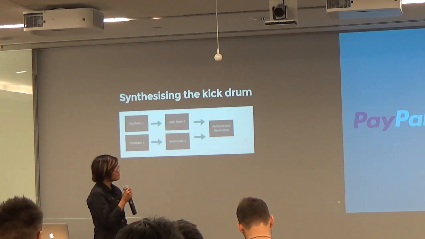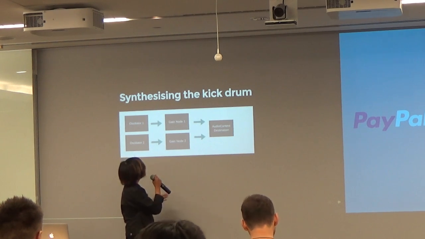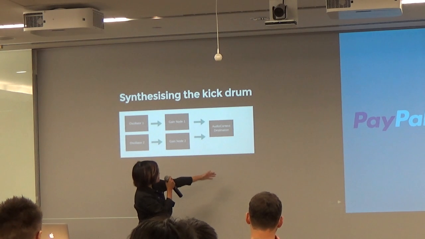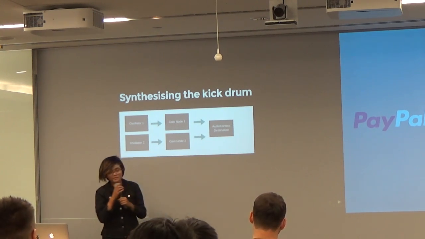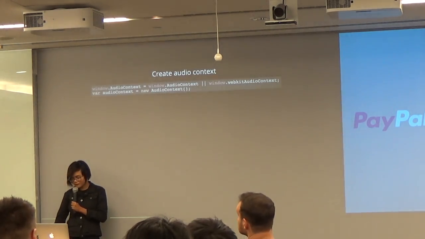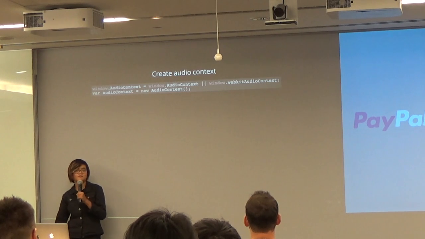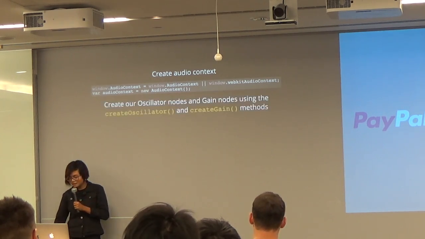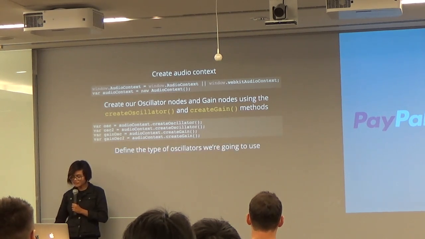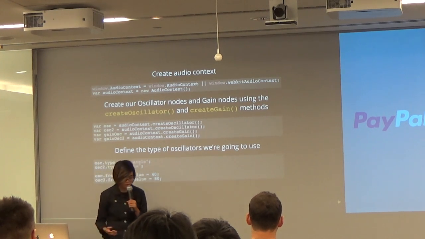I don't know if this looks blurry to you, it looks blurry to me even when I'm here. So, we have two oscillator nodes and two gain nodes, and an audio context, which is pretty simple. We need to create the audio context. Anyways, we make the oscillator nodes and the gain nodes and define the type of oscillators we're going to use.